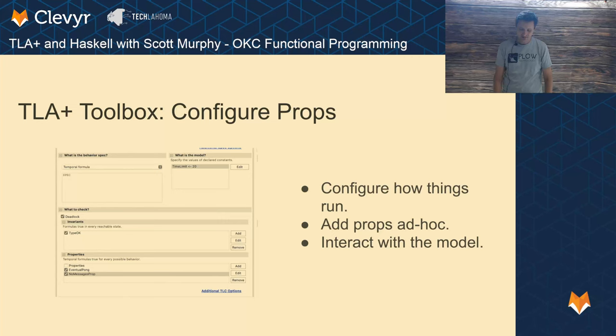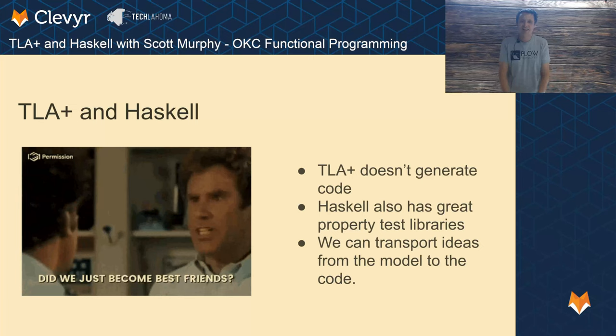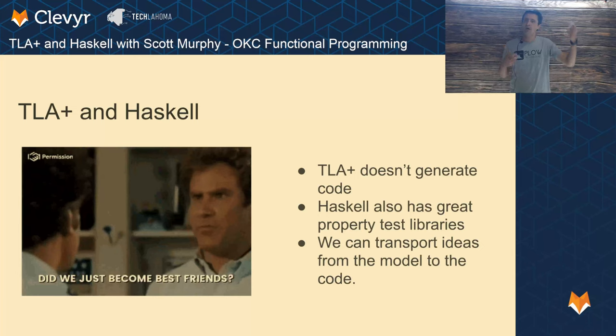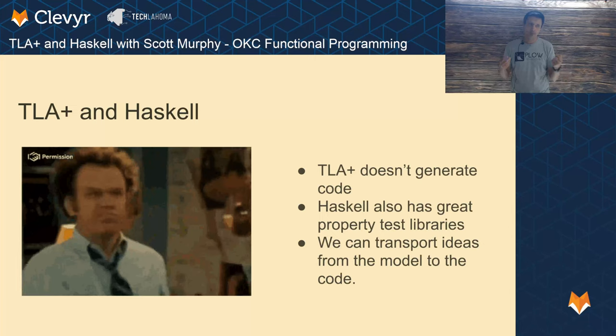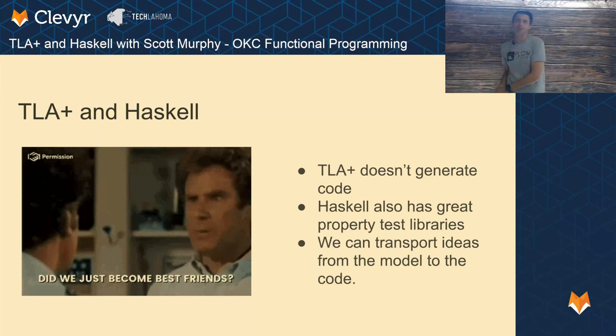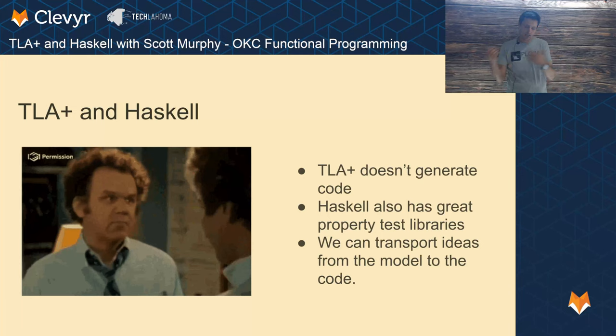Okay, all right, that's going well, because I'm sort of halfway through. And now we're going to talk a little Haskell. So, like I said, TLA plus doesn't generate code. One thing that's lovely about Haskell plus TLA is that I see the properties as the way of unifying these. Haskell has some of the best property testing systems in programming languages. And so you can use QuickCheck or whatever your system is to double check all those properties. It makes a very natural transition from the ideas in the model to the ideas in the programming language for a lot of reasons.